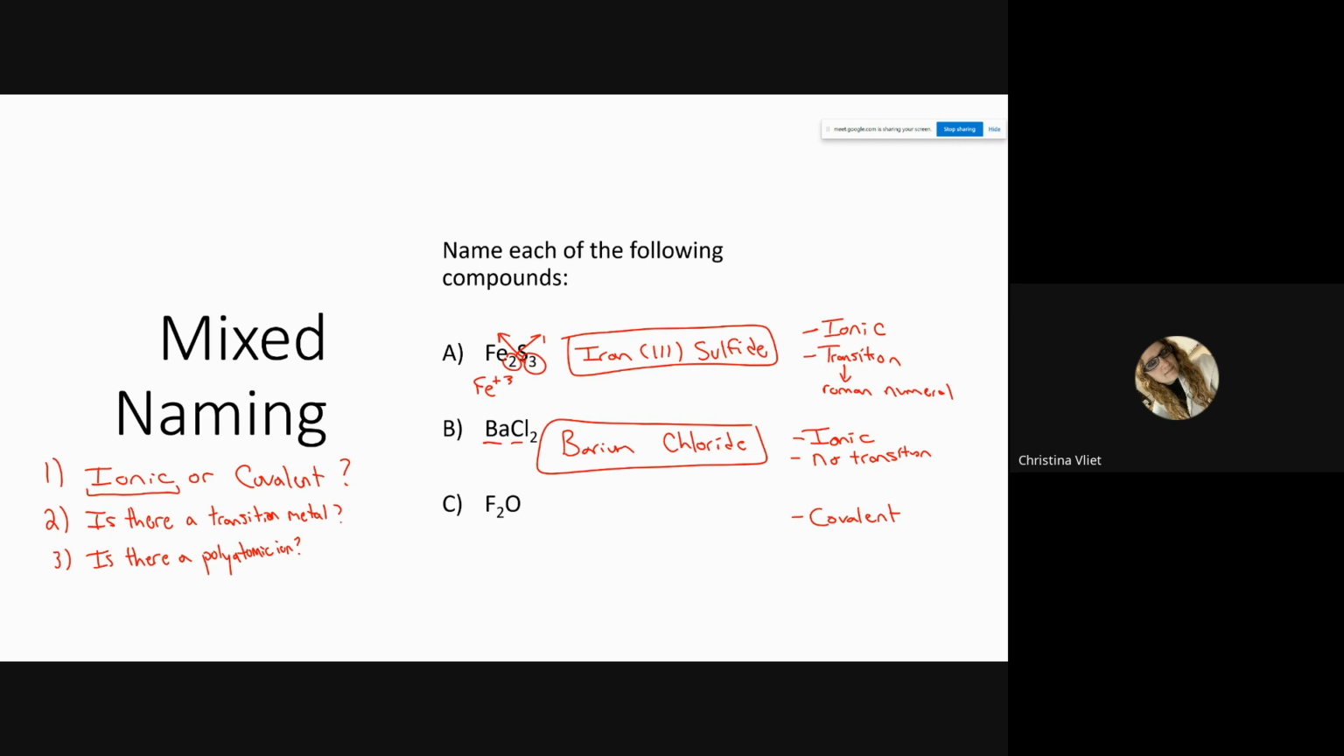What's the strategy for covalent? We looked at it a few minutes ago. Use some prefixes to tell how many you have. So for F2O, how many fluorines are here? 2. So we have to call it difluorine. And then monoxide.